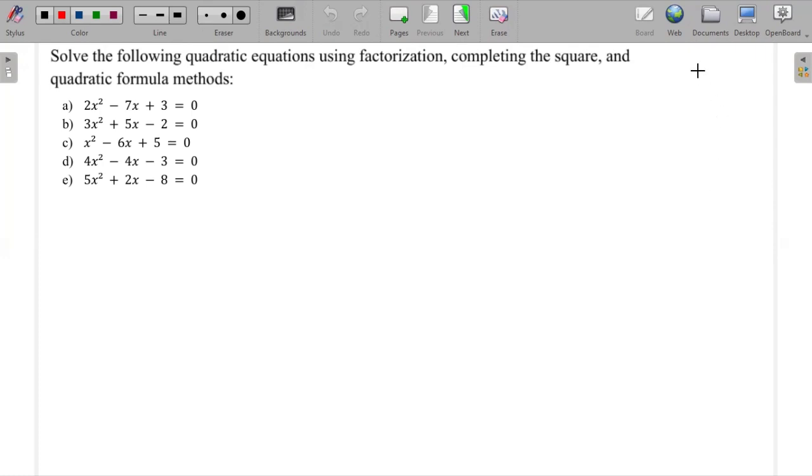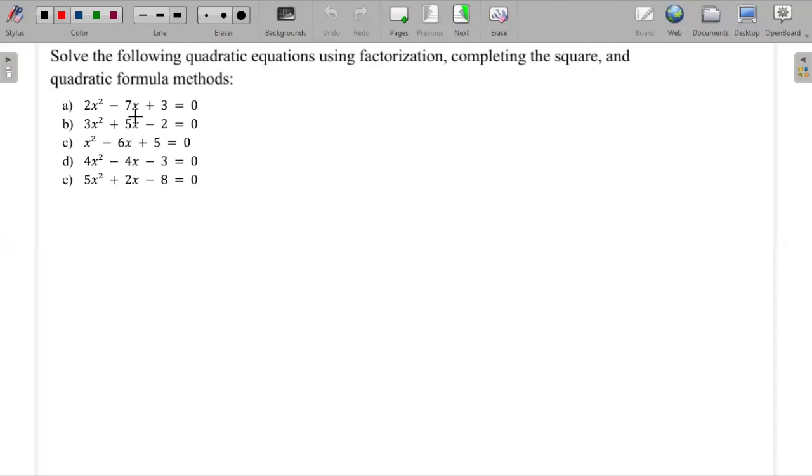There are a lot of methods that we use to solve quadratic equations. There's the factorization method, there's the completing the square method, which is the most important one, and then there's the quadratic formula, usually used for quadratic equations that have non-whole number roots. We also have other ones like graphing. But the main ones are factorization, completing the square, and the quadratic formula.